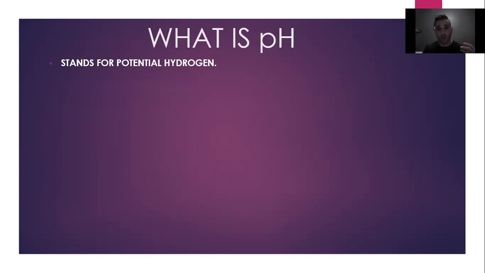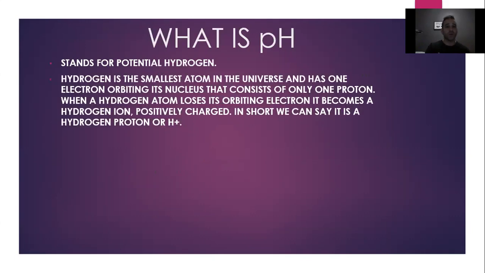People will always get confused by that at first, and that's why we are educating, and we're learning these things so that you will have the answers and give people the peace of mind, okay? So hydrogen is the smallest atom in the universe and has one electron orbiting its nucleus that consists of only one proton. Okay, so hydrogen atom is the smallest atom in the universe.